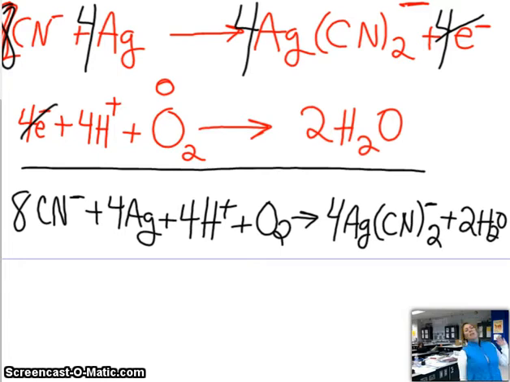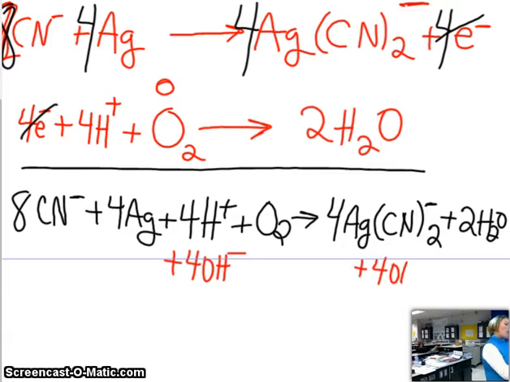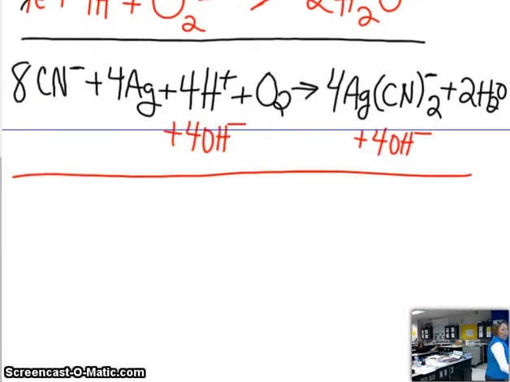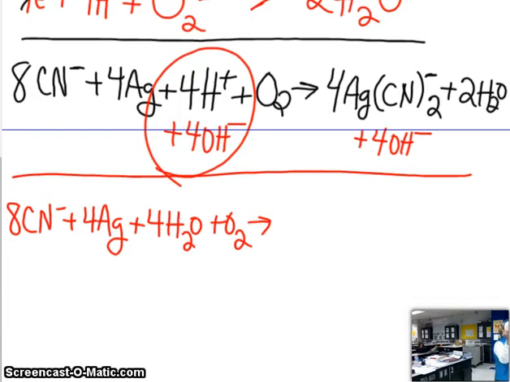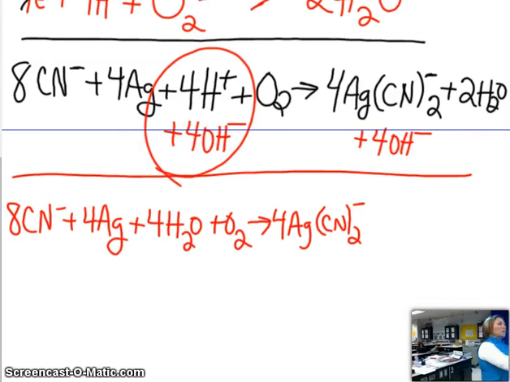Now, normally we would be done. We check it and be done with it. But this is happening in a base. So if it's happening in a base, you add 4 OH minus ions to this side and 4 OH minus ions to this side. On the left, H plus and OH minus get together and they make water. So they're going to make 4 waters over here plus our oxygen. On the right, they don't get together with anything because there's no hydrogen ions floating around on the right. So you just have your 4 Ag(CN)2 minus plus your 4 OH minuses plus your 2 waters.